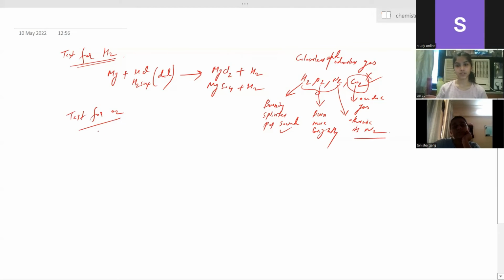What about the test for oxygen? Decomposing nitric acid, HNO3. Okay. It decomposes to NO2, H2O and O2. But in this case, this will overlap, na? Because this is used for the test of nitrogen dioxide, reddish brown. Okay. So this can't be used.